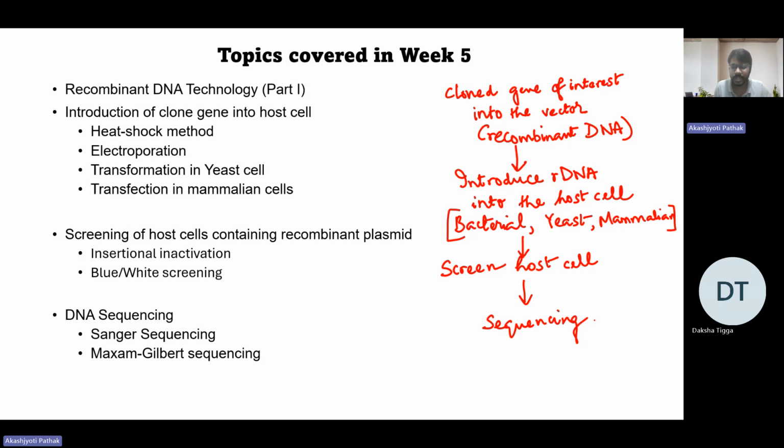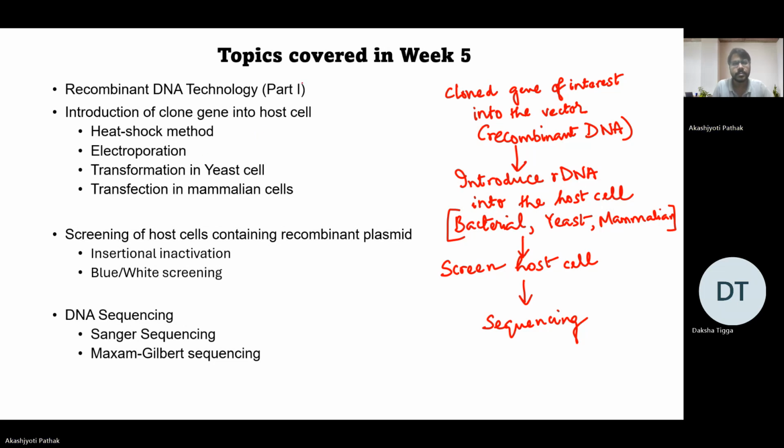One is the Sanger sequencing, and another which is not used nowadays, but it was used earlier, which is Maxam-Gilbert sequencing. Okay, so the topics which were covered: how we can introduce the cloned gene into the host cell. There are a couple of methods, starting from the heat shock method, which is regularly done for transforming our recombinant DNA into the bacterial cell.